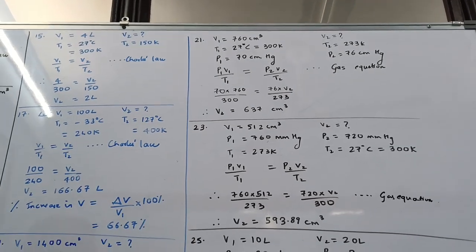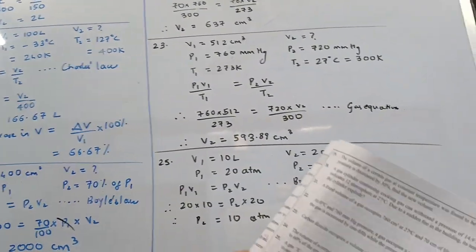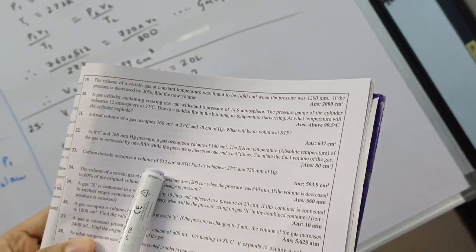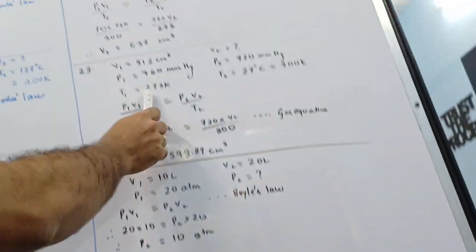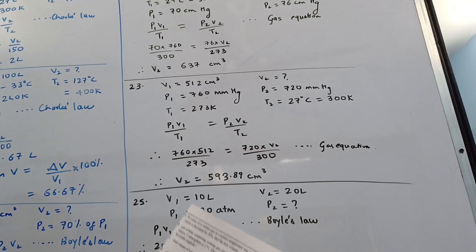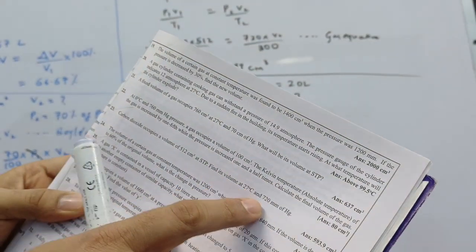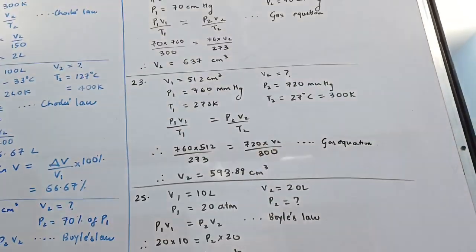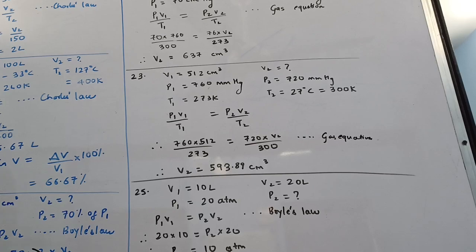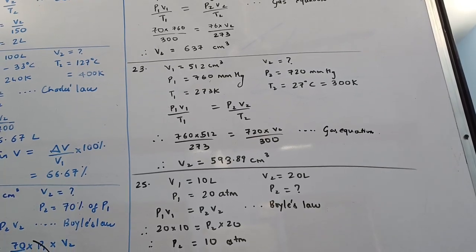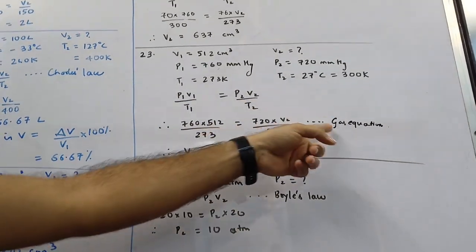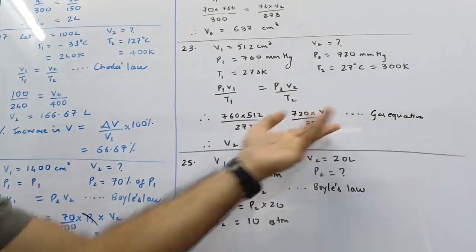23rd sum. Again, here carbon dioxide occupies a volume, given at STP, so I wrote the STP values myself. Find the volume at this temperature and this pressure, so I wrote all the data. Always write the data first to decide which law to use. Gas equation is to be used here. Substitute the values and solve and get the value of V2.